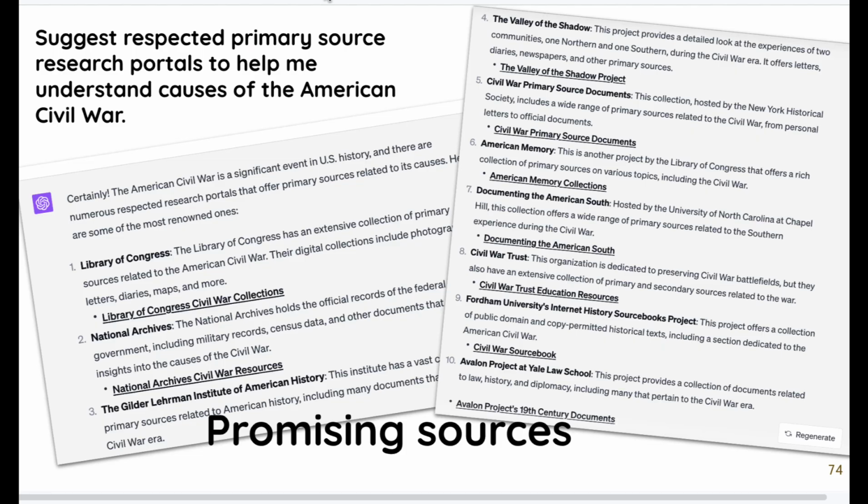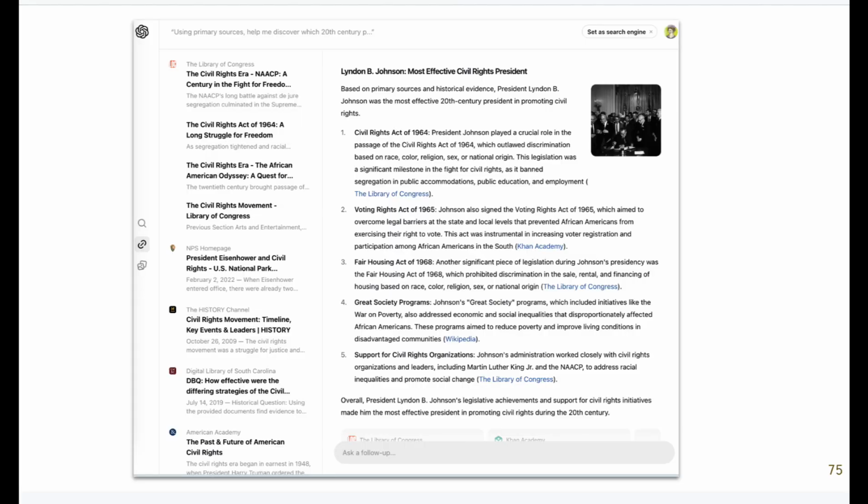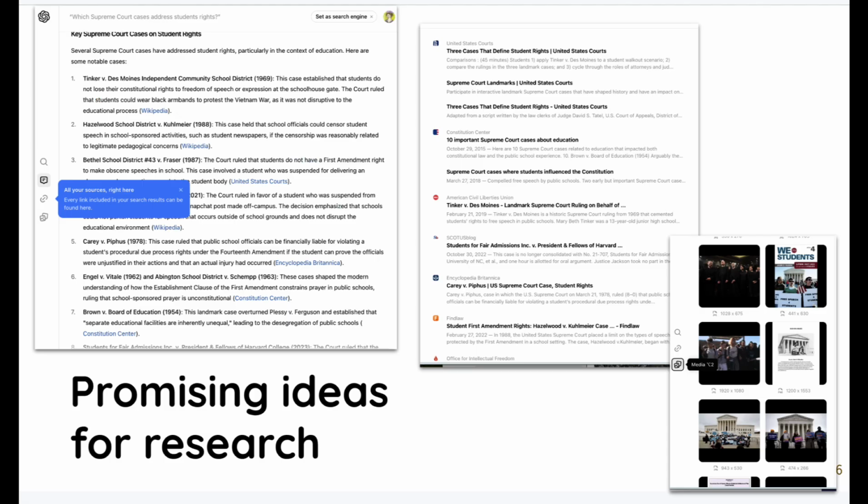Imagining I was a scholar or an AP U.S. history student looking for primary sources relating to the beginnings of the American Civil War, I asked for portals that had primary sources, and it gave me some really excellent research portals, the ones that I actually tend to rely on myself, but might not have gathered as quickly as this one did. And in this case, I asked for primary sources to help me discover which 20th century president did the most to promote civil rights, and it gave me many documents relating to Lyndon Johnson's efforts, and that might lead me in a direction that would be promising in making an argument.